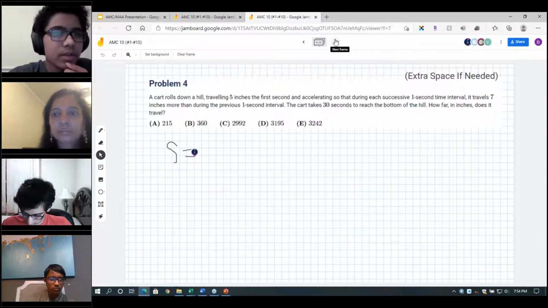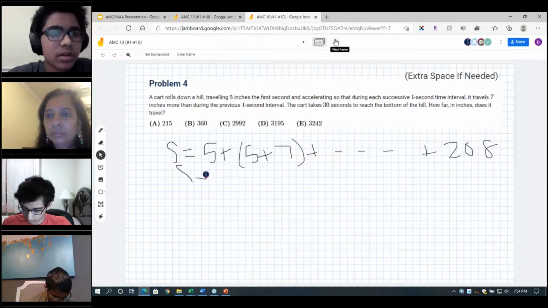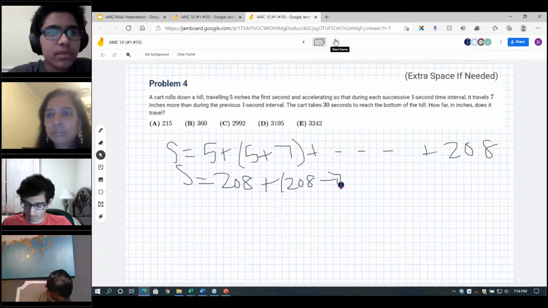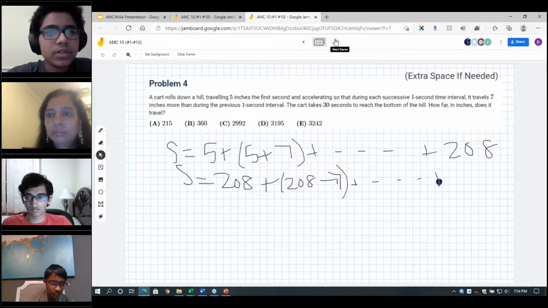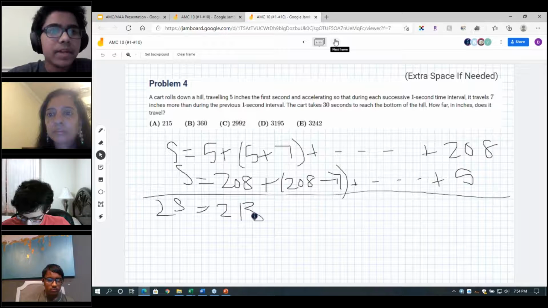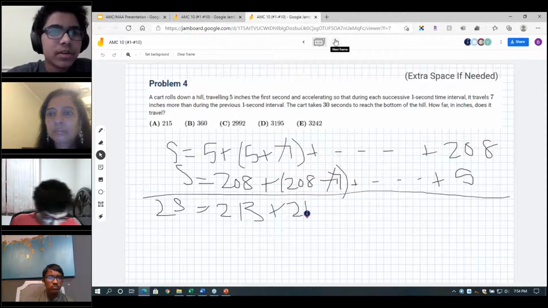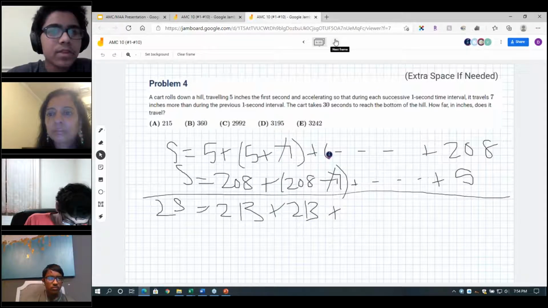So we wrote our sum like this, all the way till 208. And then we write it backwards. S equals 208 plus 208 minus 7, all the way till 5. So notice what happens when you add these two equations. On the left-hand side, you get 2S. The first term is 213. The second term, this positive 7 and minus 7 cancels out, so you're just left with 213. The second term, let me just write it here, 5 plus 7 into 2, and this is 208 minus 7 into 2. This 7 into 2 will again cancel, so you get 213.